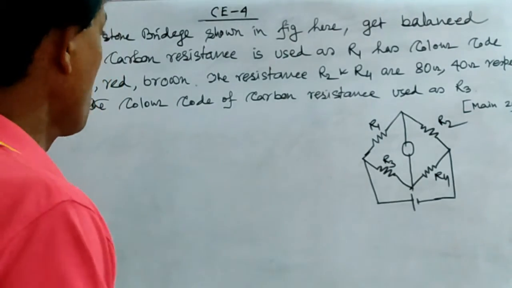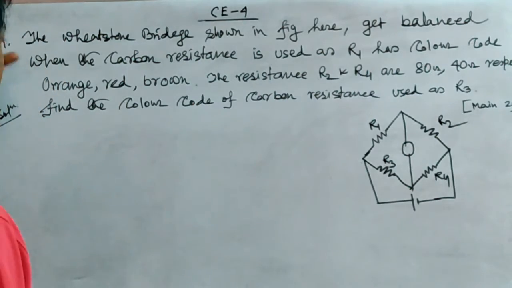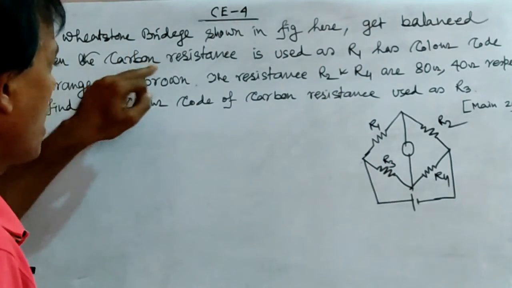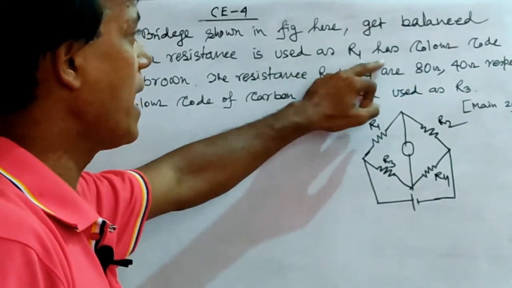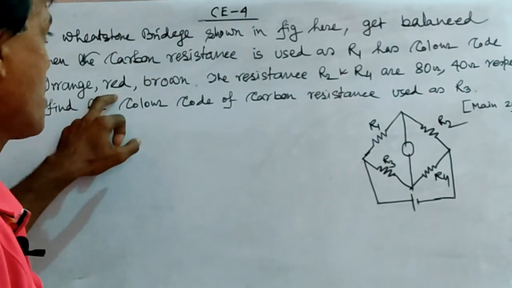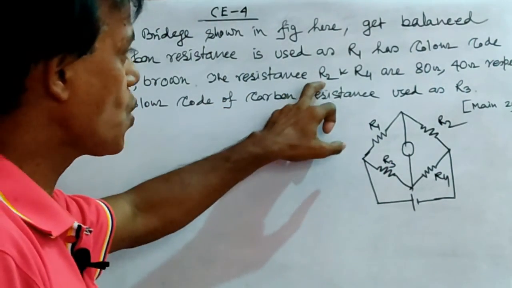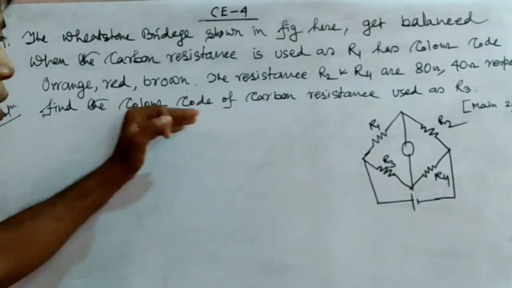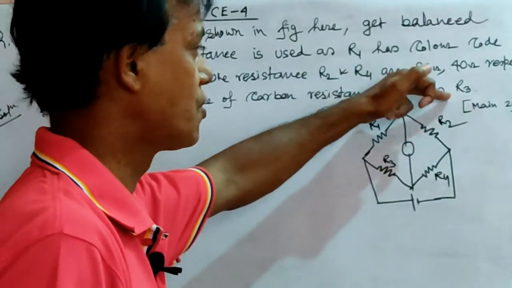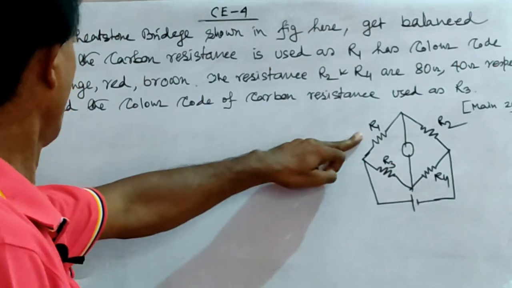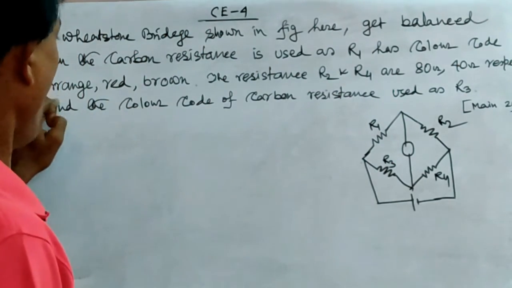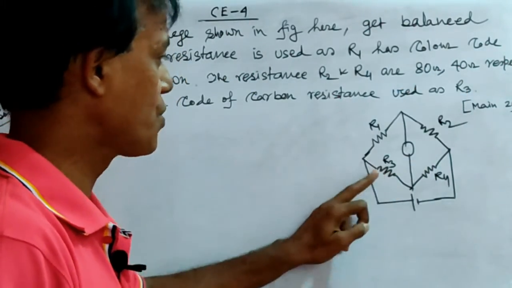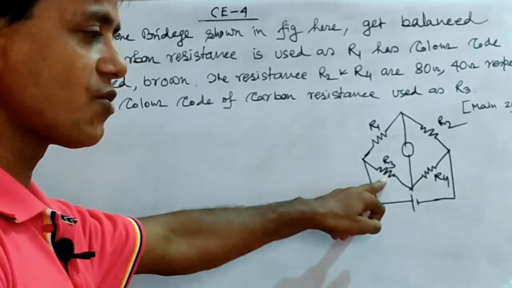Okay friends, now I am going to solve another problem using color code. The Wheatstone bridge shown in the figure gets balanced when the carbon resistance used as R1 has color code orange, red, brown. The resistances R2 and R4 are 80 ohms and 40 ohms respectively. Find the color code of the carbon resistance used as R3. R1 has color code orange, red, brown. R2 and R4 are given as 80 ohms and 40 ohms. We have to find out the resistance R3.